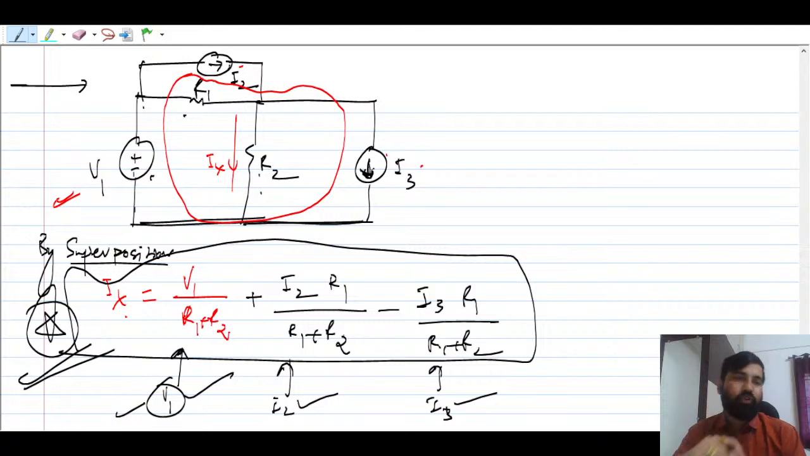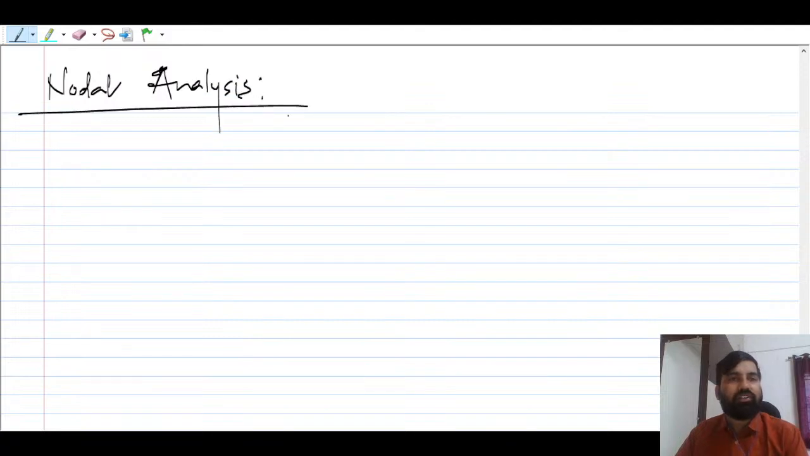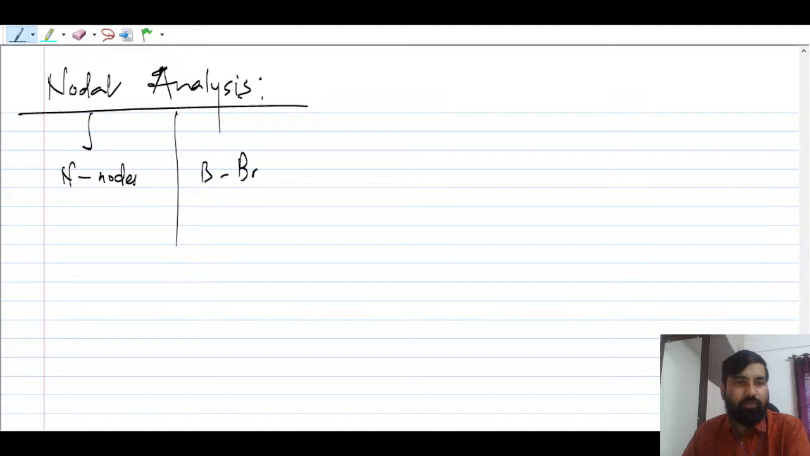So the next concept that we are going to prefer, as the circuit becomes more complicated, is nodal analysis. So you have to remember nodal analysis, the systematic approach, the systematic way to solve. If there are n number of nodes and b number of branches.